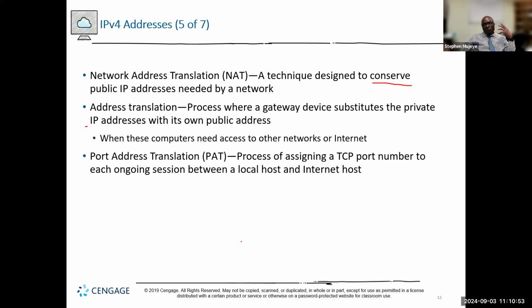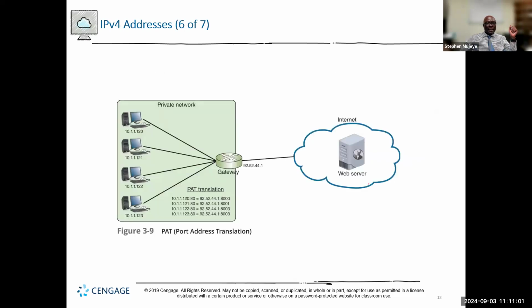Port address translation assigns TCP port numbers to each outgoing session between the local host and the internet. So we have a private network on this side. You can see the IP addresses for each device. But when these devices get to the internet, they all use this public IP address. That's how they can browse the internet, because the private IP address is not designed to get on the internet. So when they are getting on the internet, they use this IP address, but they use port numbers.